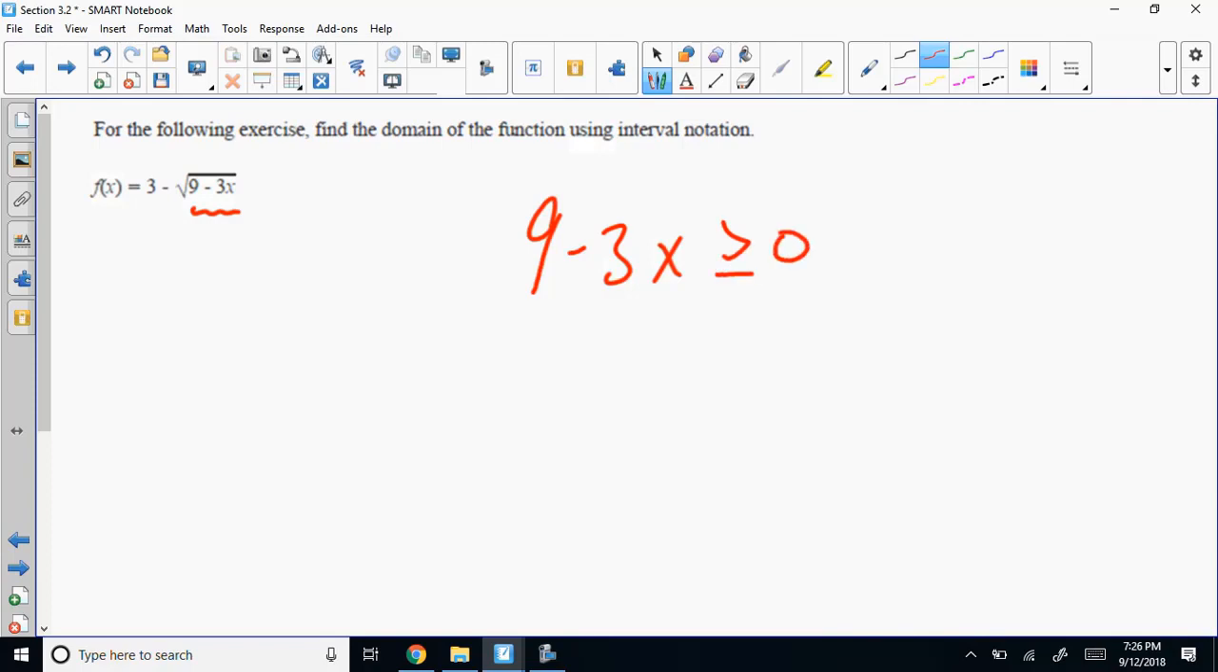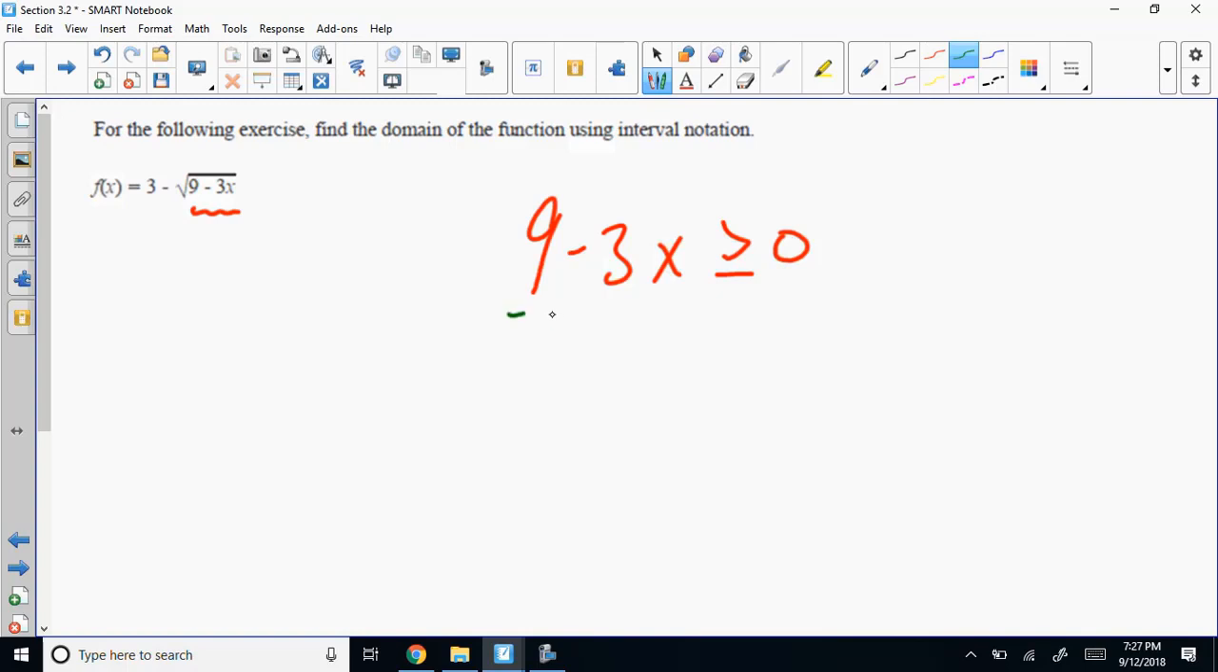Because if you look at the parent function for a square root, you're looking at 0 to infinity for the domain. Okay, from 0 to infinity. So it would be greater than or equal to 0. Now, you don't have to worry about shifts and all that other stuff. You just take the radicand, set it greater than or equal to 0, and then solve it.